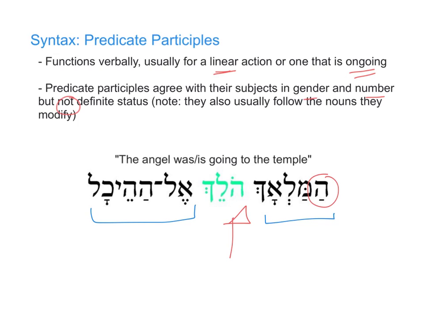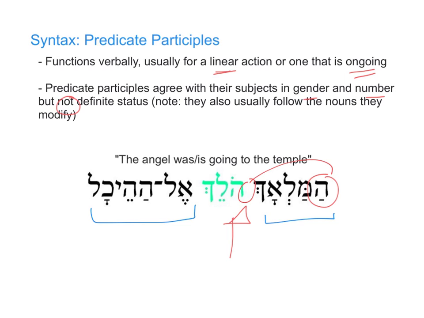And if you want to ask what it agrees with, we'd want to start looking at this form hamalach. And if we do our homework, we would see that this is, as we said, a masculine singular noun. This too is masculine singular, so they agree. They're going to function together. But where they disagree is we don't have a definite article in this position on holech. Therefore, this must be a predicate participle. Therefore, we would translate something like the angel was or is going, with that ing verb, to the temple.